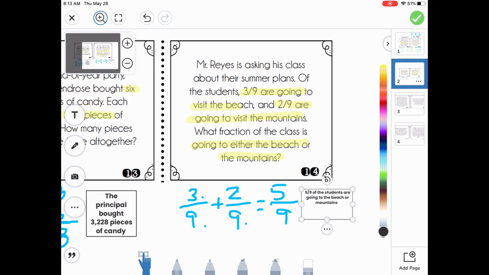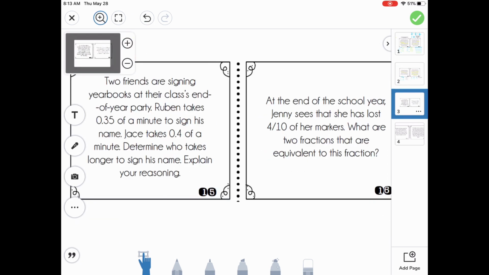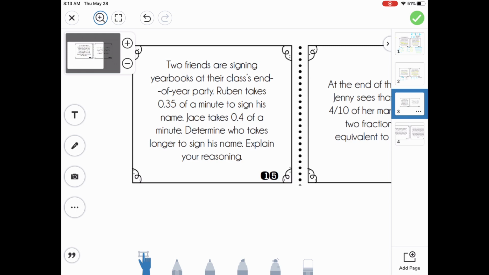Okay, let's take a look at the third page. On the third page, the first question says, 2 friends are signing yearbooks at their class's end-of-year party. Reuben takes 35/100ths of a minute to sign his name. Jace takes 4/10ths of a minute. Determine who takes longer to sign his name. Explain your reasoning. So for this problem, we need to compare 0.35 and 0.4 to figure out which one is longer.